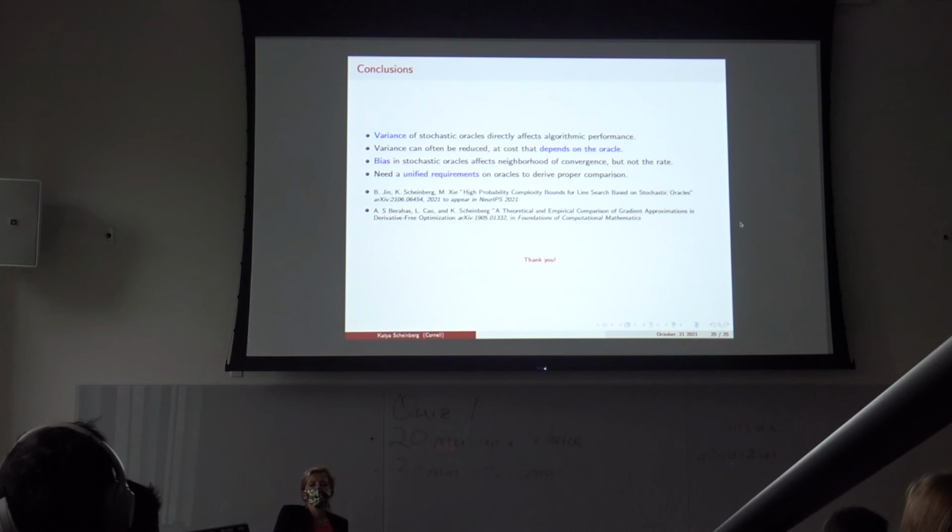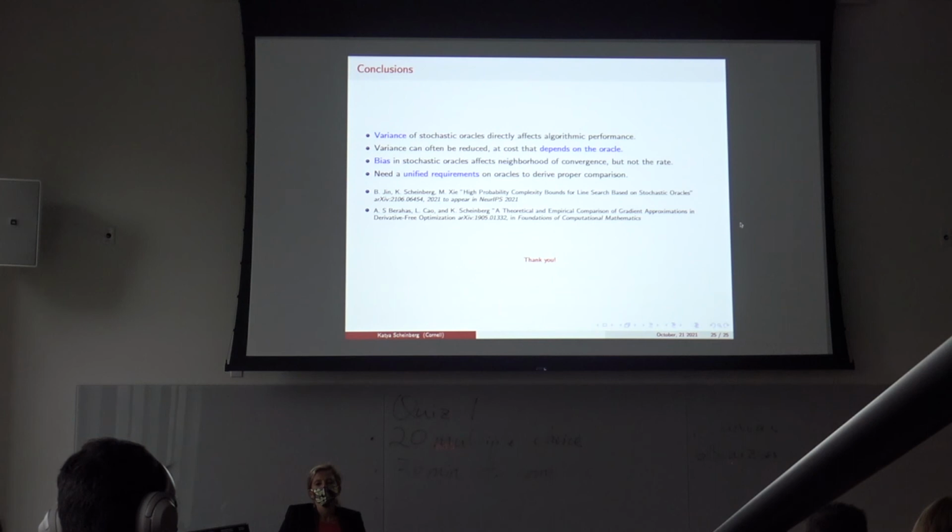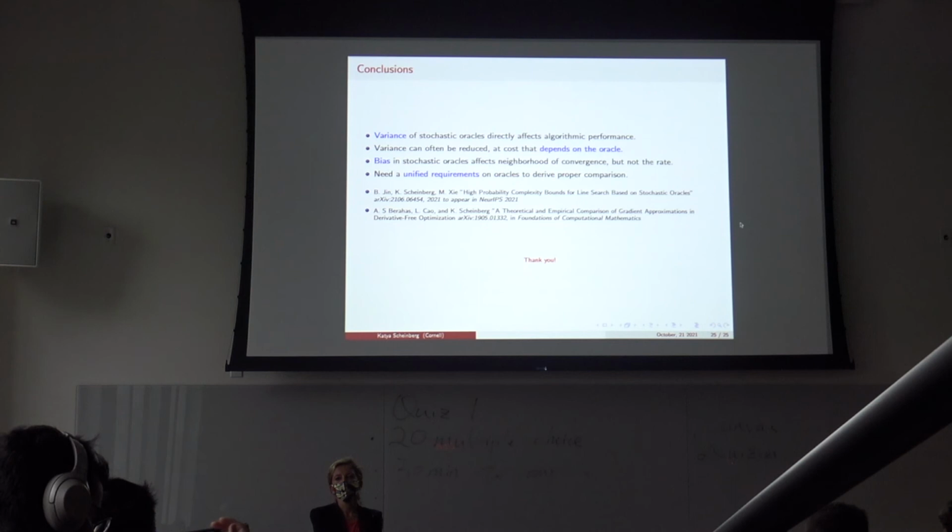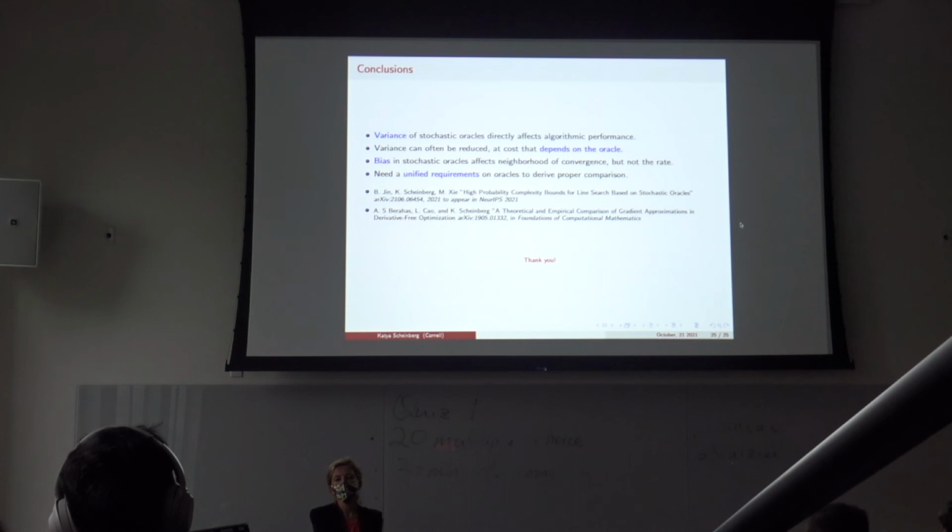Any other questions? You talked about the importance of variance as opposed to bias, and that bias can lead you to converge to a larger neighborhood than you might want. Do you think there's any possibility of creating an adaptive method that will choose its oracle to have lower variance at the start and then prefer lower bias?